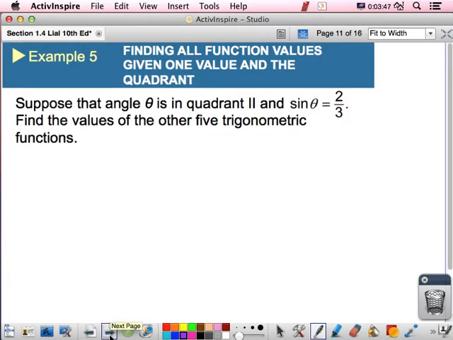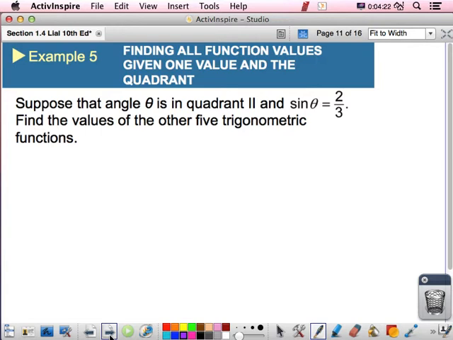Now, as I said, this section is just a bunch of random stuff shoved together, just stuff that we need to get out of the way and get under our belt. So here's a completely different thing. We're going to suppose now that an angle theta is in quadrant 2 and that we know that the sine of that angle is +2/3. Given those two pieces of information, quadrant 2 and that the sine is +2/3, we would like to find the values of the remaining 5 trig functions. Because that's not complicated. Not at all.